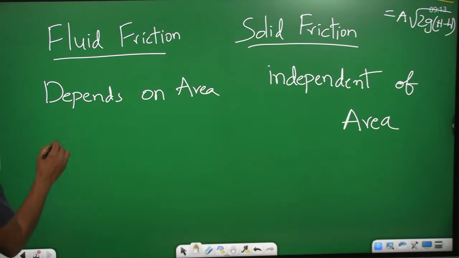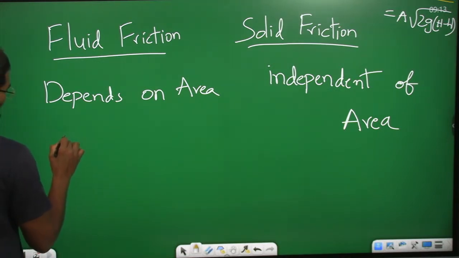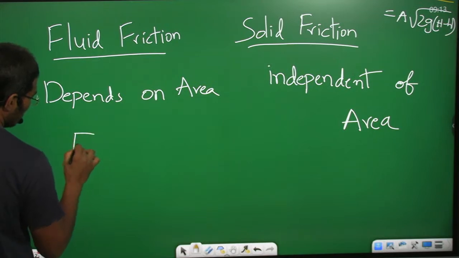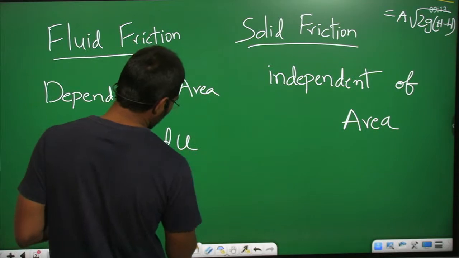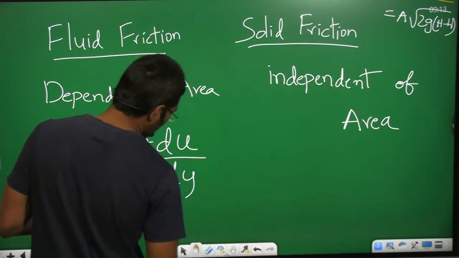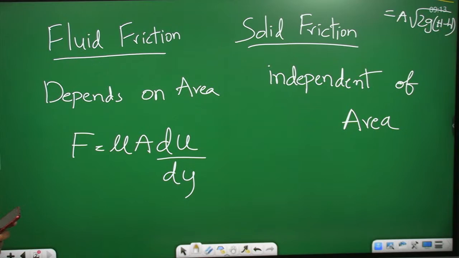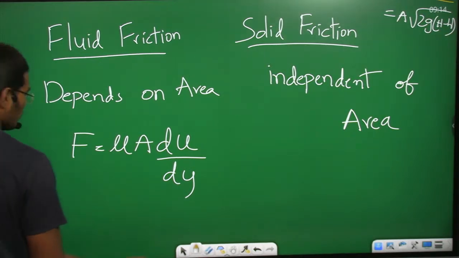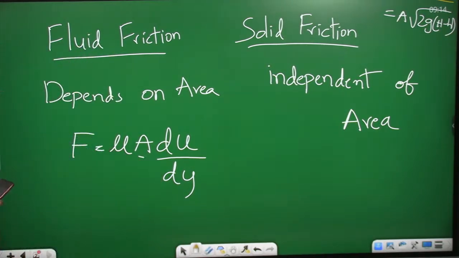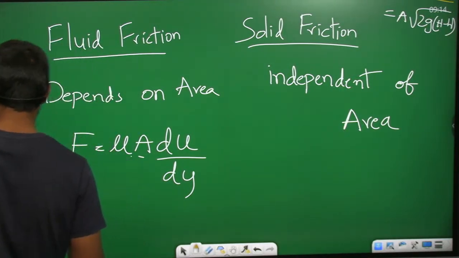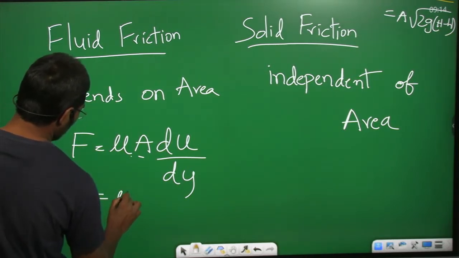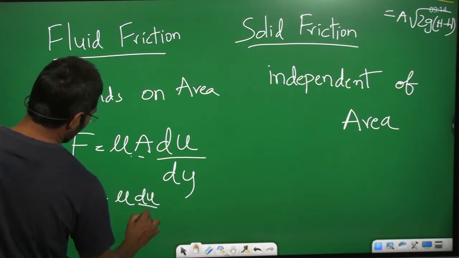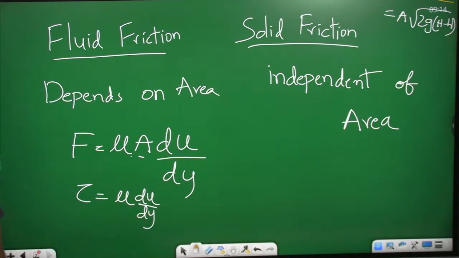So the famous Newton's law of friction, F is equal to mu A du by dy, where du by dy is the rate of change of velocity with respect to y distance, A is the area of contact, mu is the coefficient of friction. So if you try to write this way, it will be tau is equal to mu du by dy, where tau is the shear stress developed. Okay.